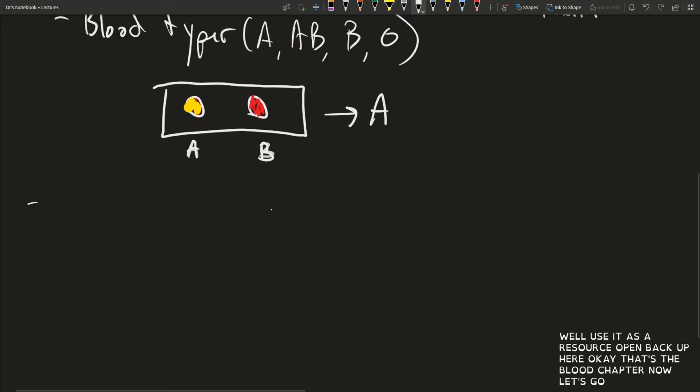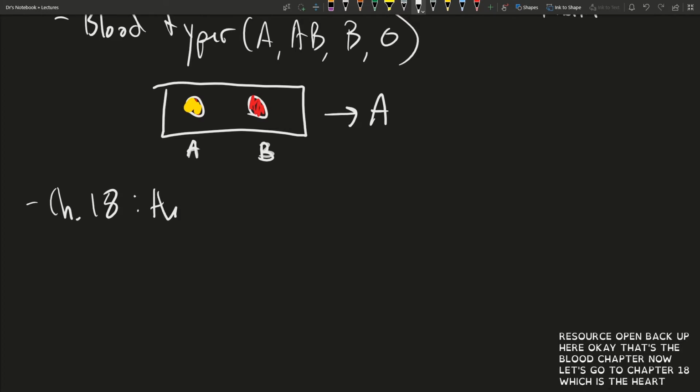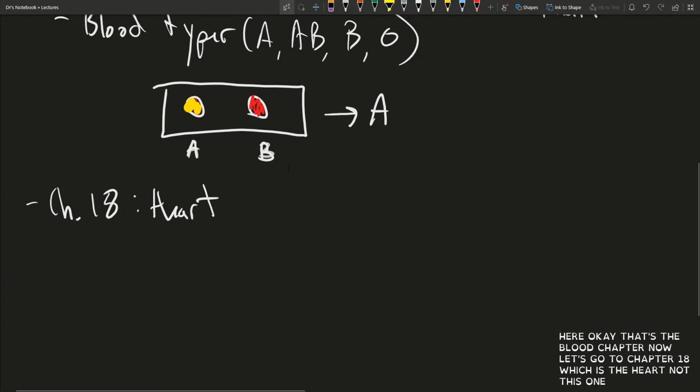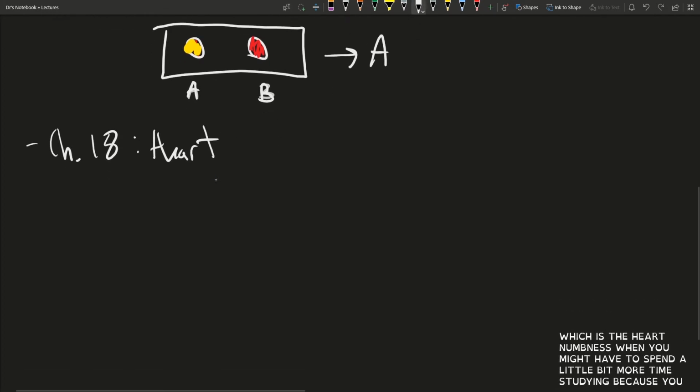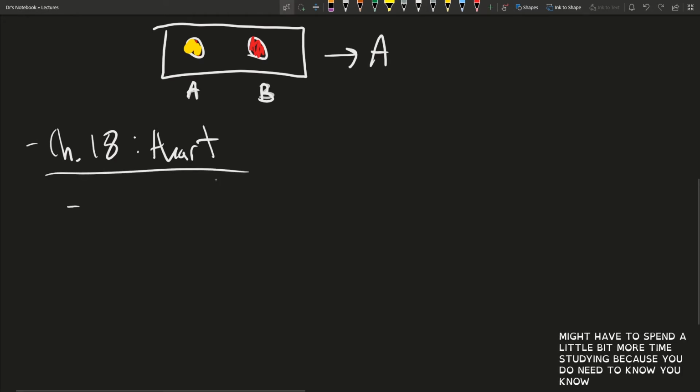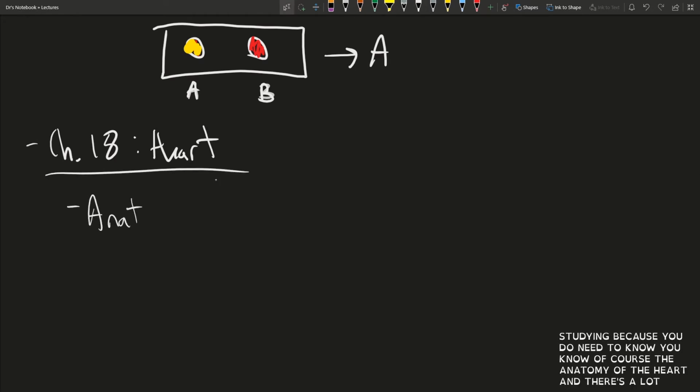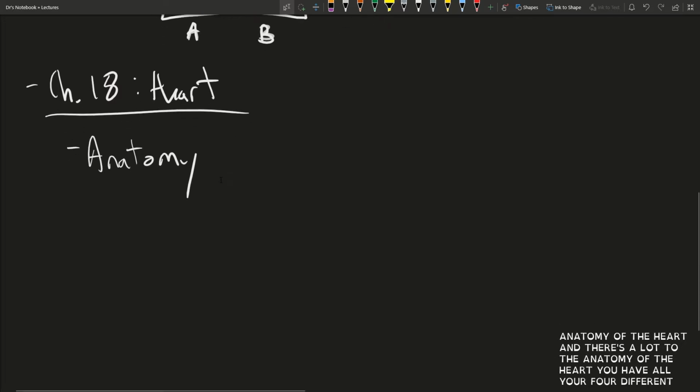Now let's go to chapter 18, which is the heart. Now this one you might have to spend a little bit more time studying, because you do need to know, of course, the anatomy of the heart. And there's a lot to the anatomy of the heart. You have all your 4 different chambers. You have your right atrium, left atrium, right ventricle, left ventricle.